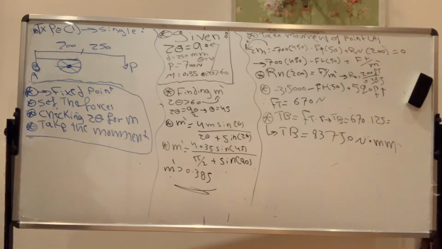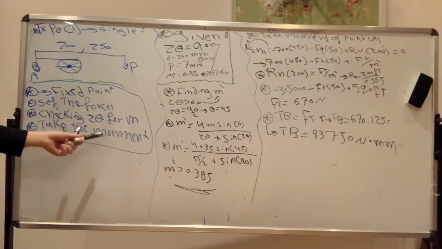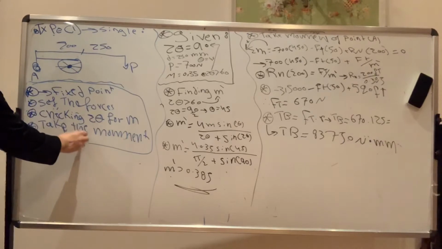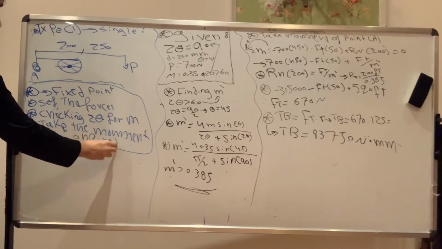That's the first question. The first thing you must do to solve this question is follow these steps. The first step: you specify the fixed point, set the forces, check for r, theta, n, and the coefficient of friction, then take the moment about the fixed point.